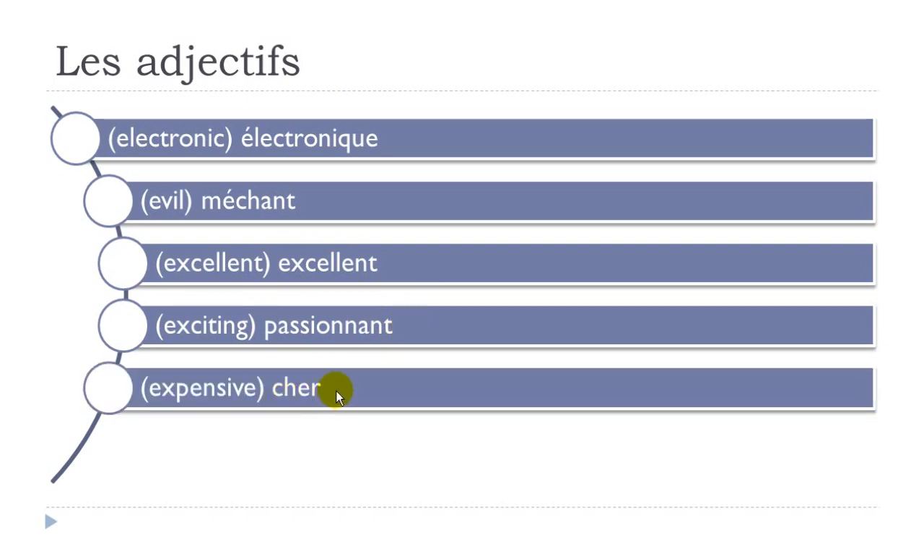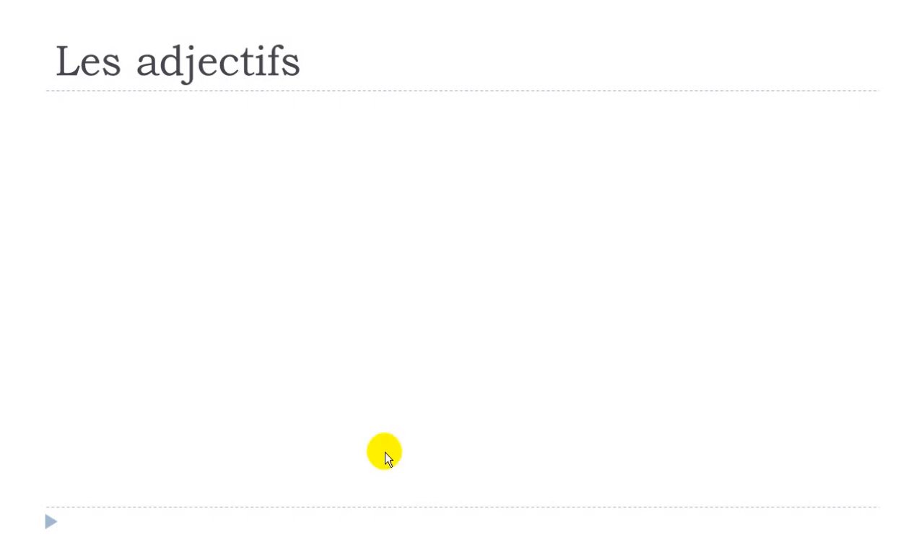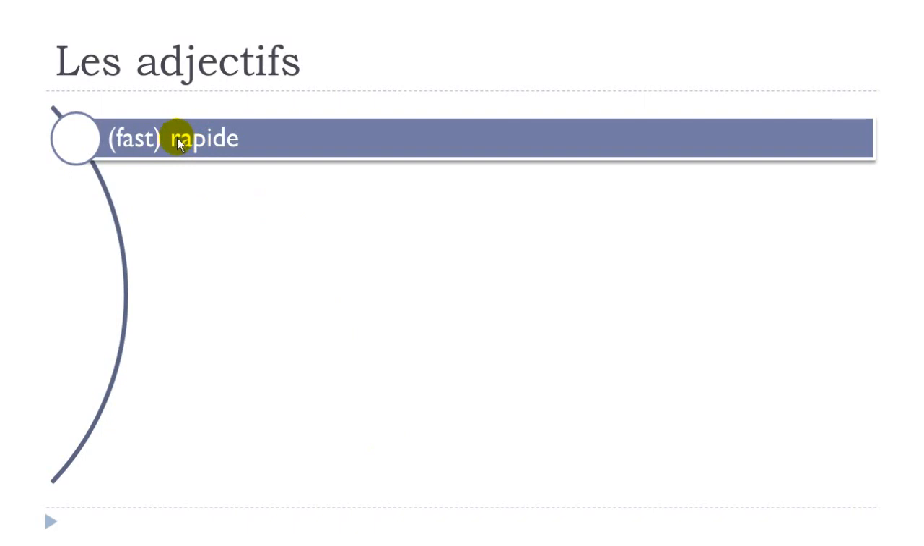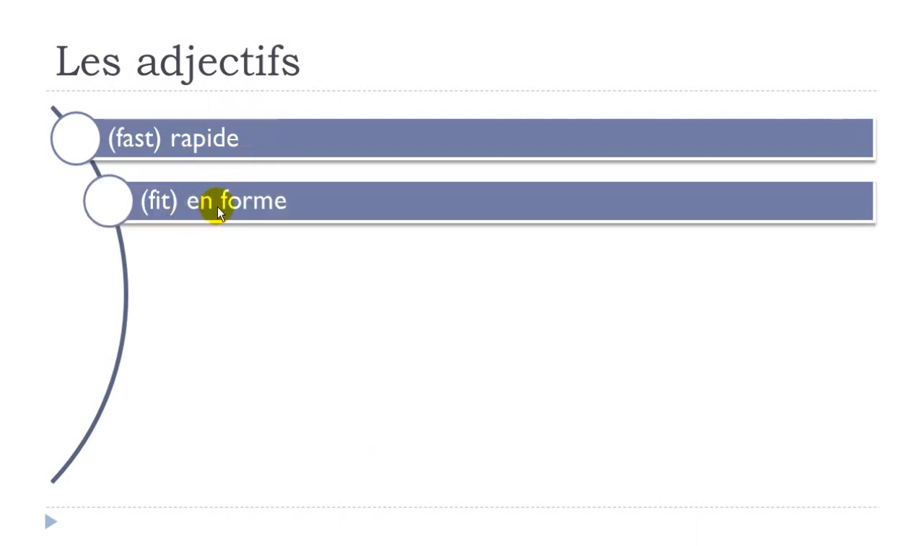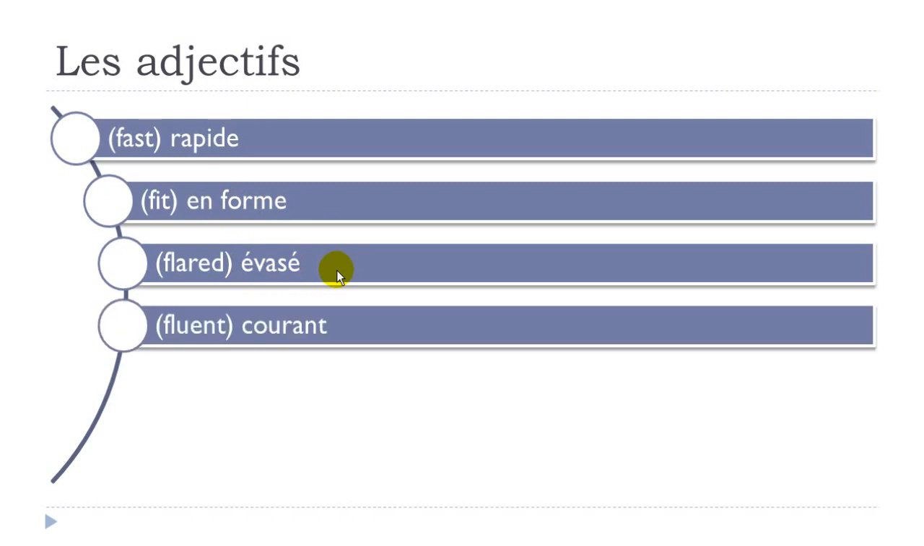Cher. À la mode. Final E not pronounced. À la mode. Rapide. Final E not pronounced, so rapide. En forme. Final E not pronounced. En forme. Évasé. Remember, one S between two vowels. Z. Évasé. Courant. Final T not pronounced. A-N. En. Courant.